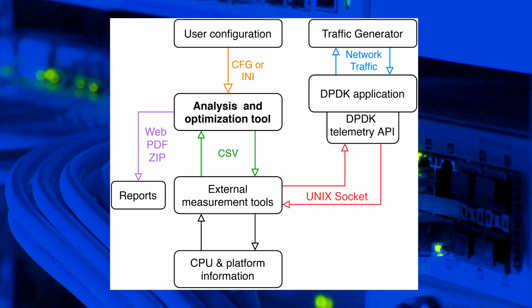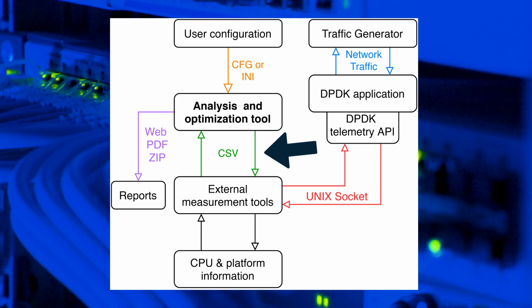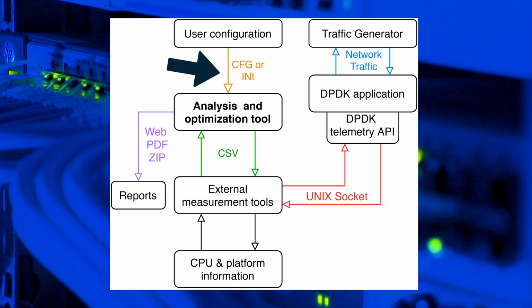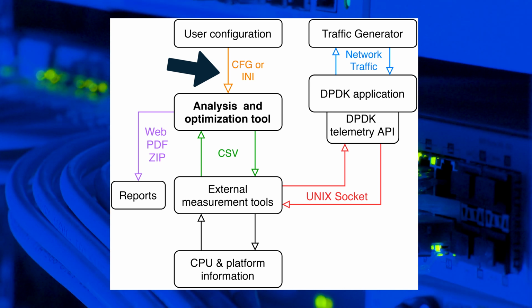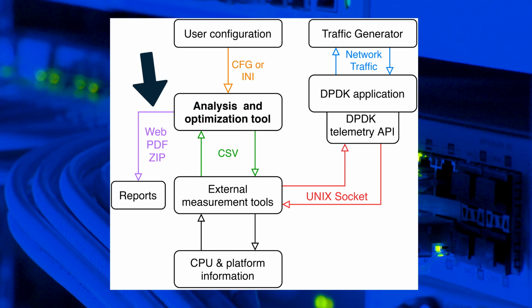In this figure, we can see the suggested data flow for the tool. CSVs were chosen as the method for passing information between the external measurement tools and the analysis and optimization tool, as most Linux-based measurement tools have an option to run the tools in a headless mode and save the data to a CSV file, and the user can also interact with the raw data if needed as well. The user will pass configuration parameters to the tool using a CFG or INI file. A Unix socket is used to communicate with the DPDK application through the DPDK telemetry API. The reports will be available to the user over the web or in PDF and zip archive forms.